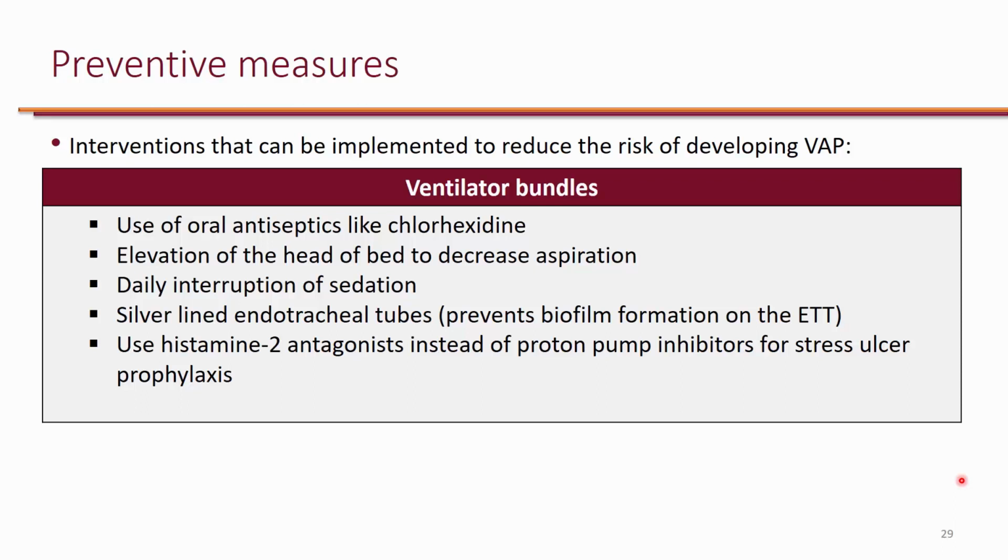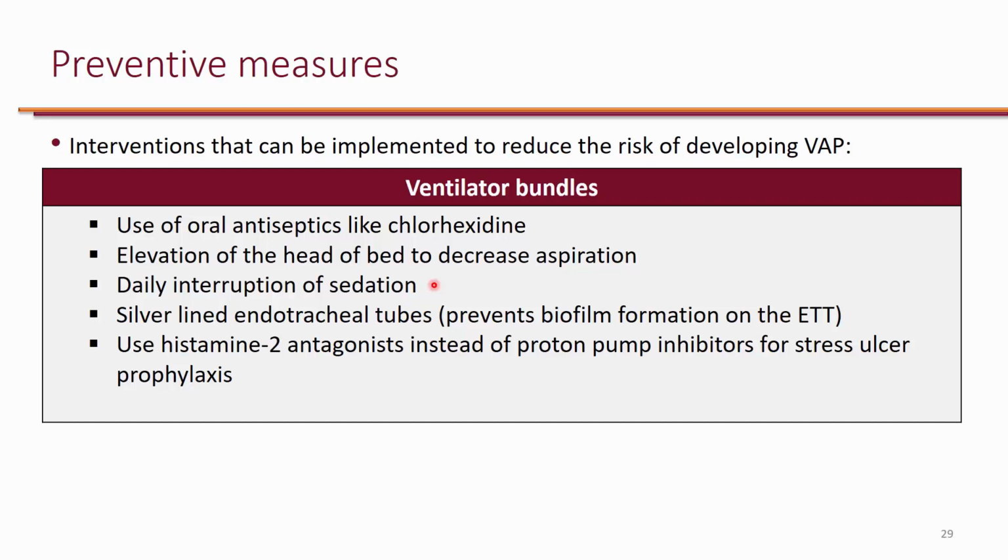So we should have ventilator bundles in ICUs in order to prevent ventilator-associated pneumonia. This includes the use of oral antiseptic like chlorhexidine, to wash the patient's mouth. Elevation of the head of bed to decrease aspiration. Daily interruption of sedation is important to reduce the time to extubation. So the longer a patient is intubated, the higher the risk of getting a ventilator-associated pneumonia.